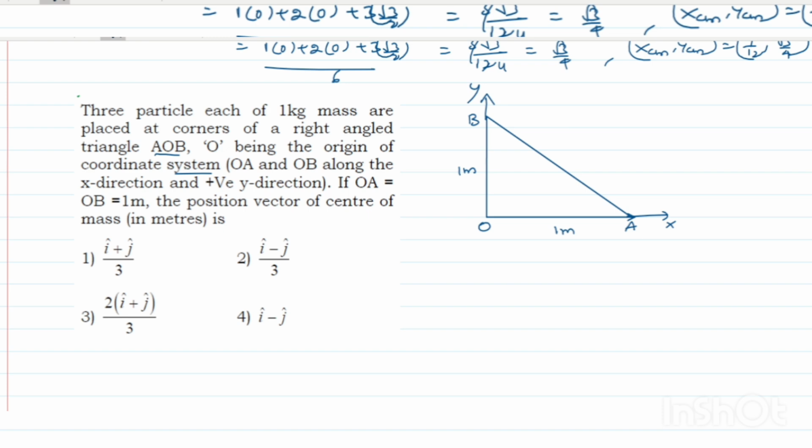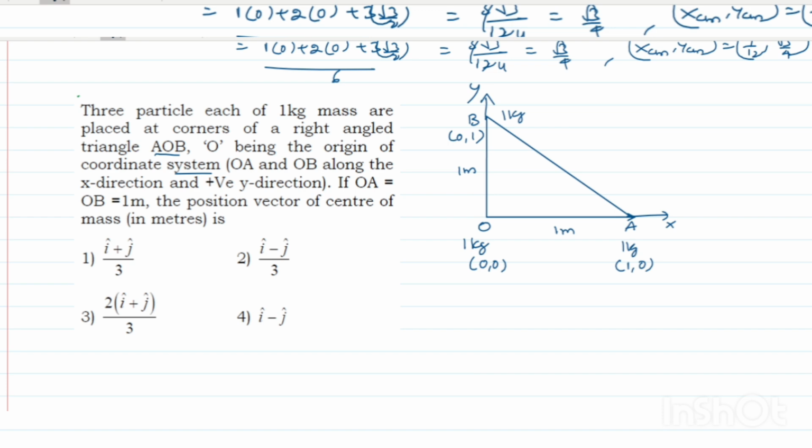Here 3 particles each of mass 1 kg. This is a 1 kg mass, here also a 1 kg mass, and here also a 1 kg mass. The coordinates: O is 0, 0. A is at 1 meter, so 1, 0. B will be lying at 0, 1 meter distance. Now they are asking for the position vector of the center of mass, along the x-axis and y-axis, students.